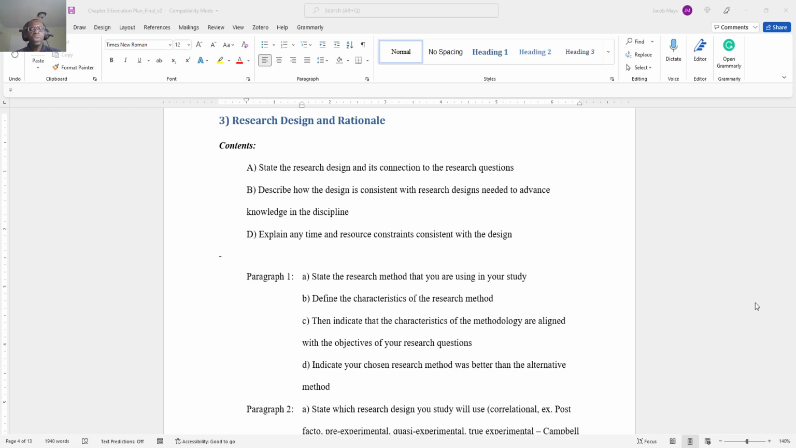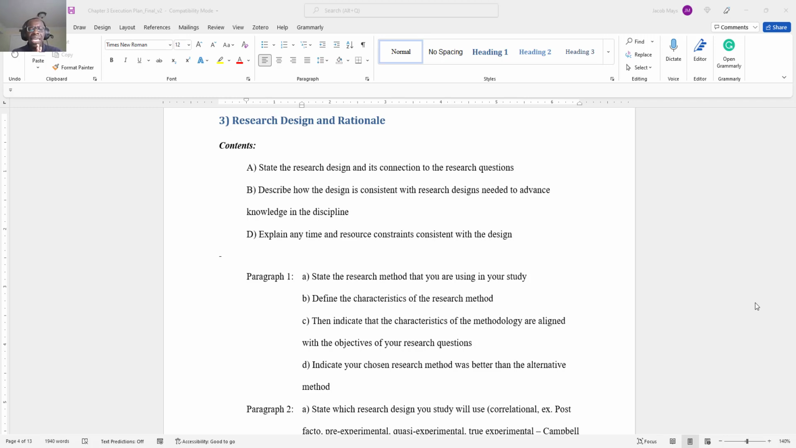All right, so the objective of this section is to state the research design and its connection to the research questions. Describe how the design is consistent with the research designs needed to advance knowledge in the discipline, and explain any time and resource constraints consistent with the design. All right. So we're looking at two things. We're looking at the methods that are used, either qualitative and quantitative, and then we're looking at the actual design of that particular method. So the first paragraph is going to focus on the research method that we are using.